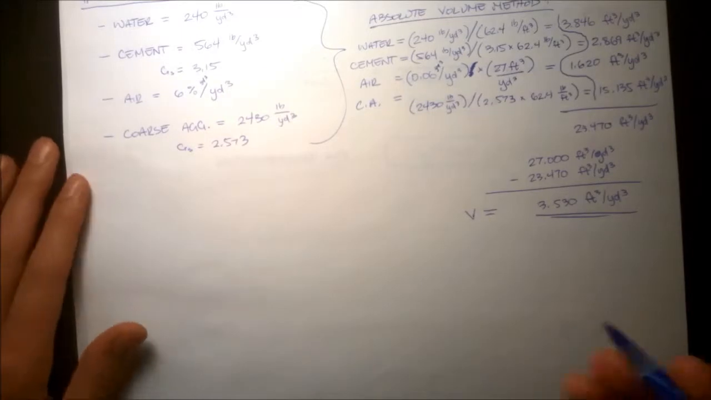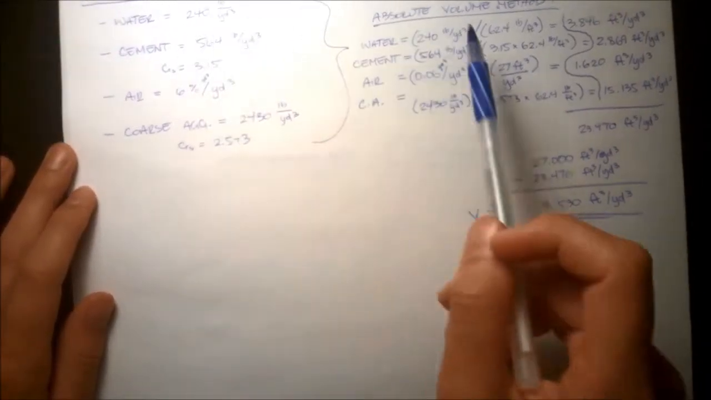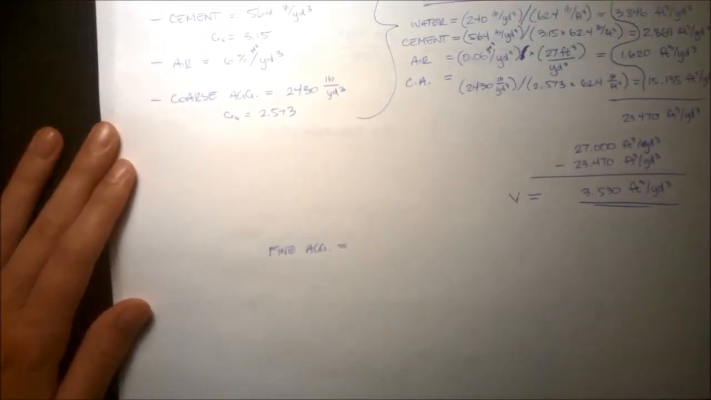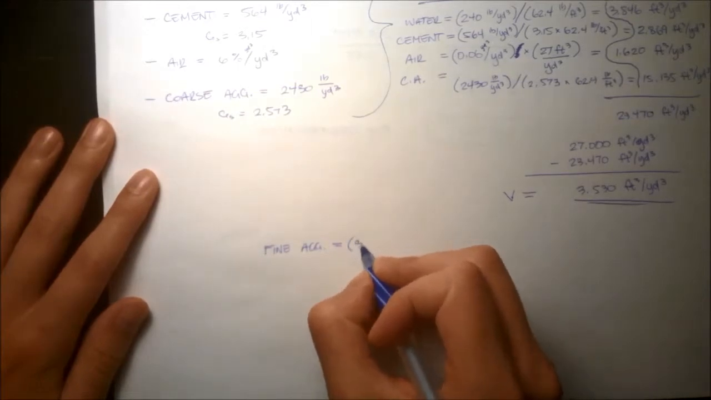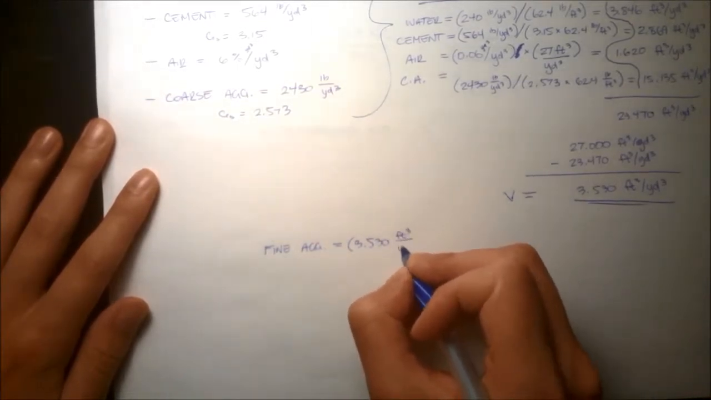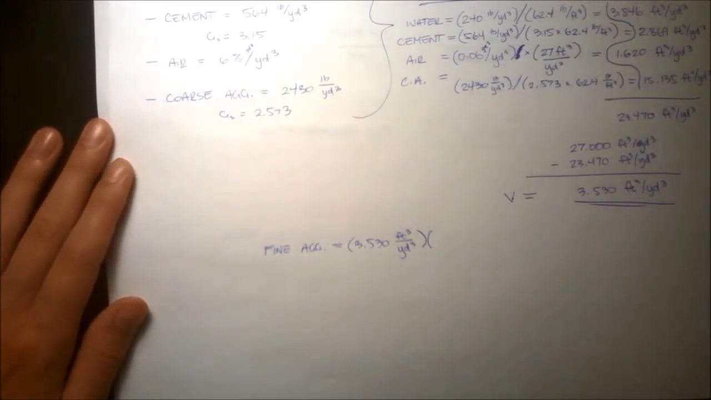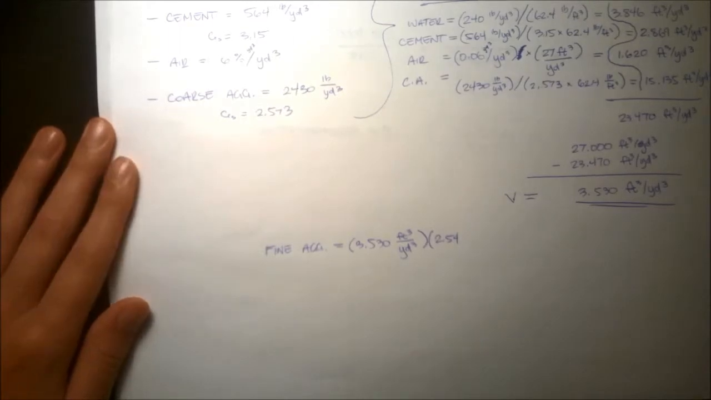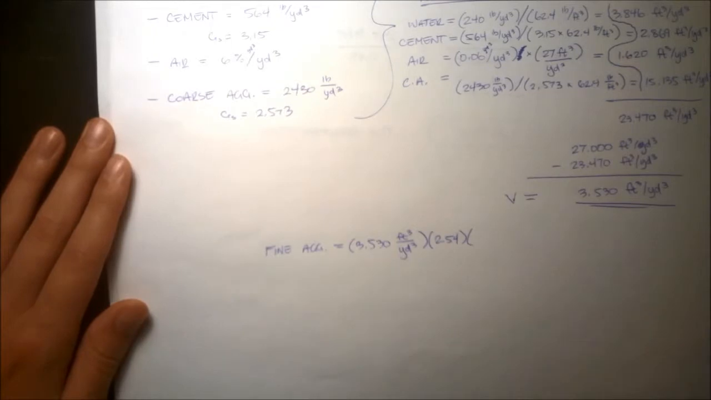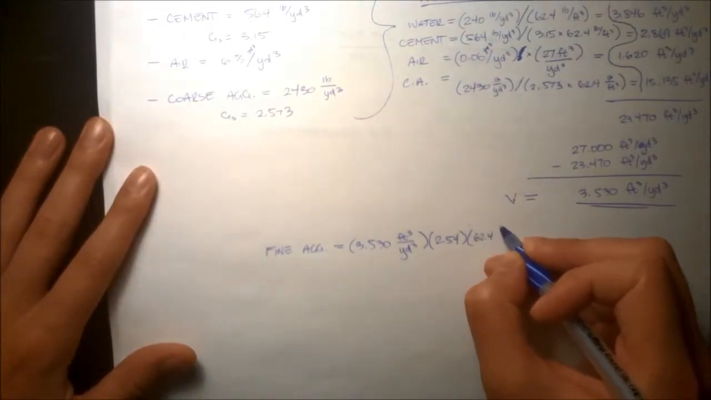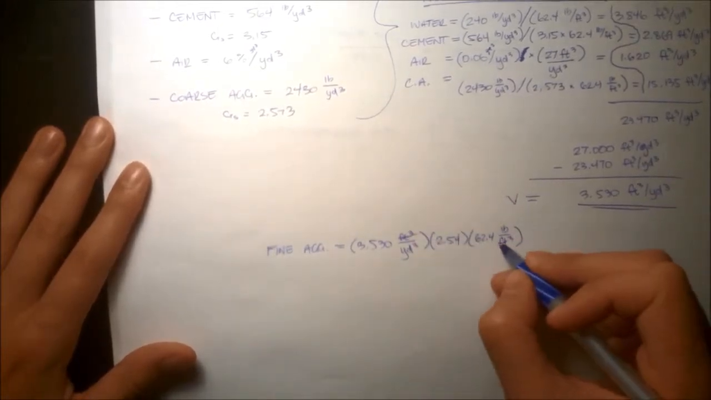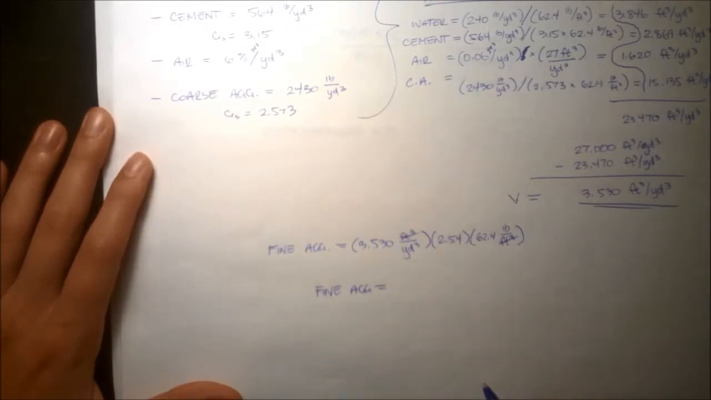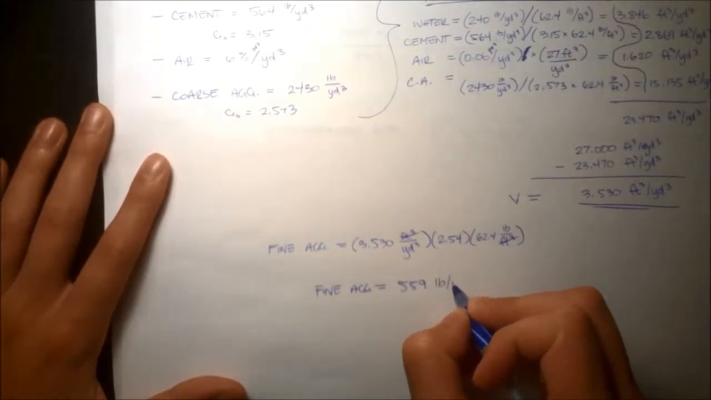And now to get the weight with this volume, we go back. We went from the weight to the volume, and now we're going to go from this volume back to the weight. So the weight of the fine aggregate is going to be equal to this volume, 3.530 feet cubed per yard cubed, times the specific gravity, 2.54, times the unit weight of water, which is 62.4 pounds per cubic foot. The feet cubed cancel, and you get pounds per cubic yard like we have over here. In this case, the fine aggregate is going to be equal to 559 pounds per cubic yard.